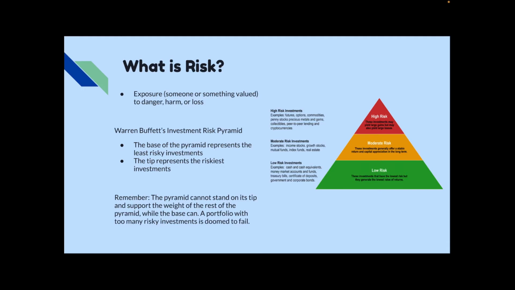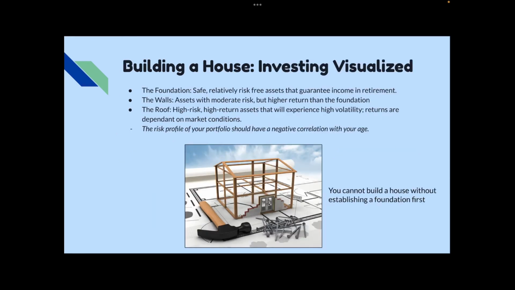And if you try to invert this pyramid, it's obvious that it won't stand on its own, and that kind of signifies that if you have really risky investments, your portfolio is pretty much doomed to fail. You don't really want to put your hard-earned money into really risky stuff. You want to make sure that you're putting it into something that is going to guarantee you a stream of income for retirement.